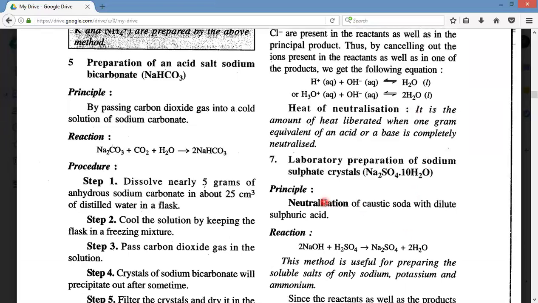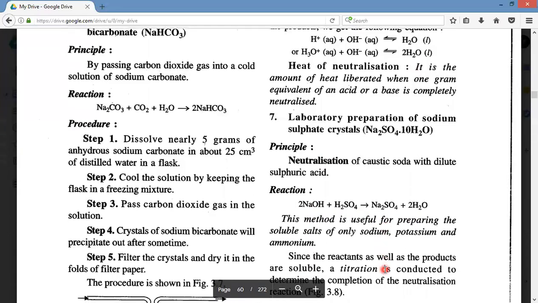Next is the preparation of sodium sulfate, a very, very important process under neutralization, where caustic soda is used with dilute sulfuric acid. Caustic soda has the formula NaOH. Treating sodium hydroxide with dilute sulfuric acid, there will be a formation of sodium sulfate with water.